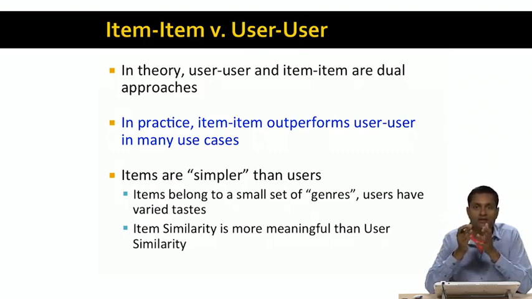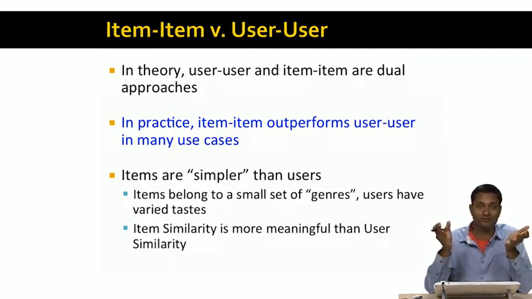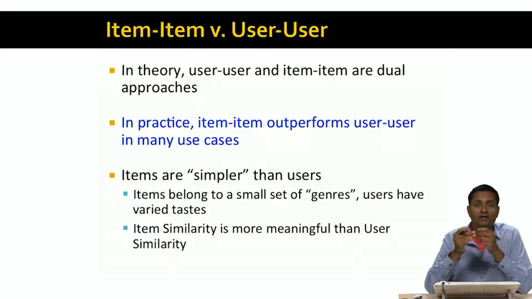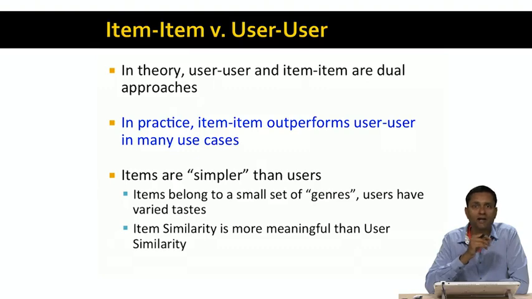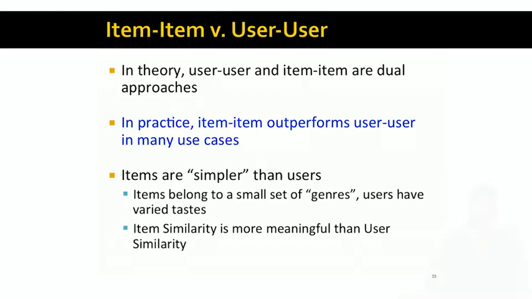So the same user might like, for example, Baroque classical music and acid rock. And these two are very different genres, but the same user might actually like both these genres. But it's very rare that an item would actually belong to both these genres of music. And therefore, it turns out that the notion of item similarity is inherently more meaningful than the notion of user similarity. And that's why item-to-item collaborative filtering works much better than user-to-user collaborative filtering for most use cases.